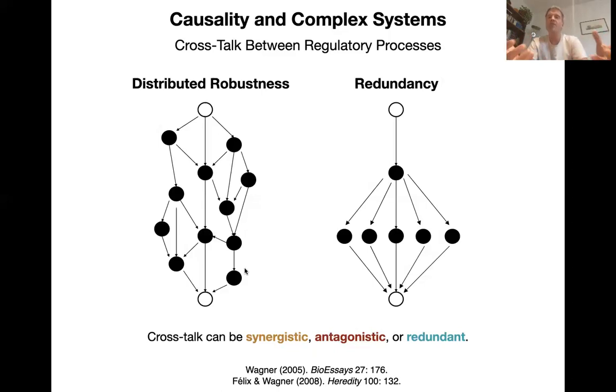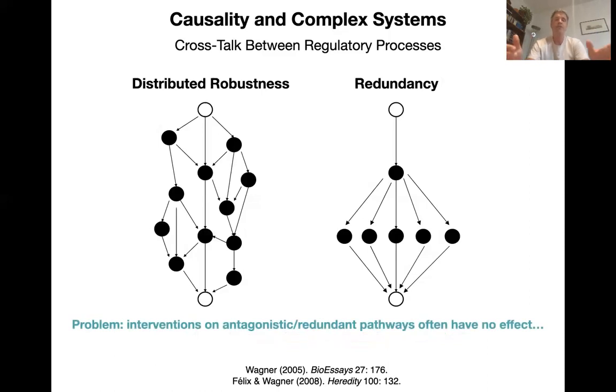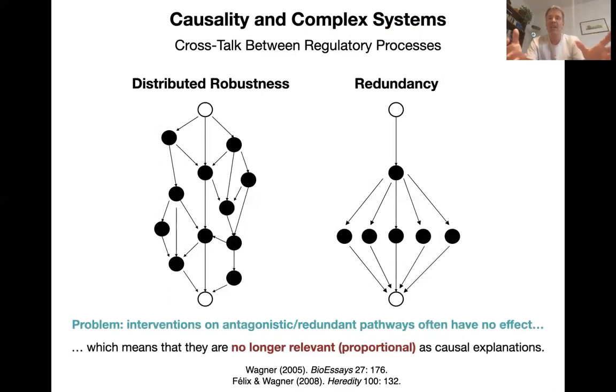And so this obviously gives us a huge headache for interventionist causal investigation of genes as difference makers. The biggest problem here is obviously that interventions on antagonistic or redundant pathways often have no effect at all. So if you have no effect, remember, in the interventionist account, you don't have a cause, okay? So genetic explanations are no longer relevant, or the technical term is proportional, as causal explanations for the behavior of the whole system. But it doesn't mean that these redundant genes here in the network don't do anything.